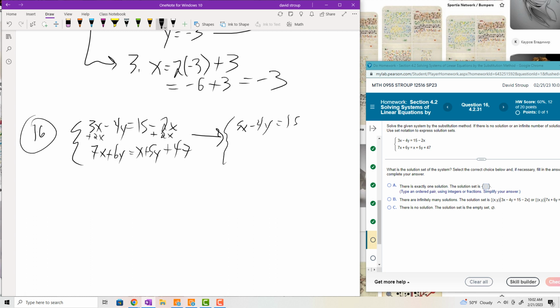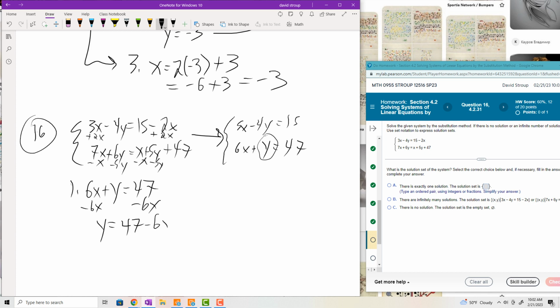And the second equation, I need to move the x over. So I'll have 6 x's there. And I need to move the 5y over. So I'll have 1y there. And then on the other side is 47. Now it's in a nice form. I can solve that second equation for y. So I have 6x plus y is 47. Move the 6x. So you have y is 47 minus 6x.